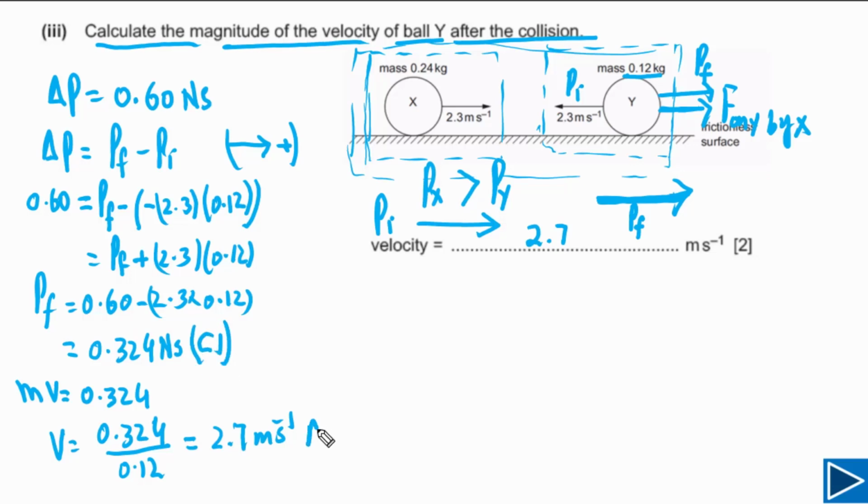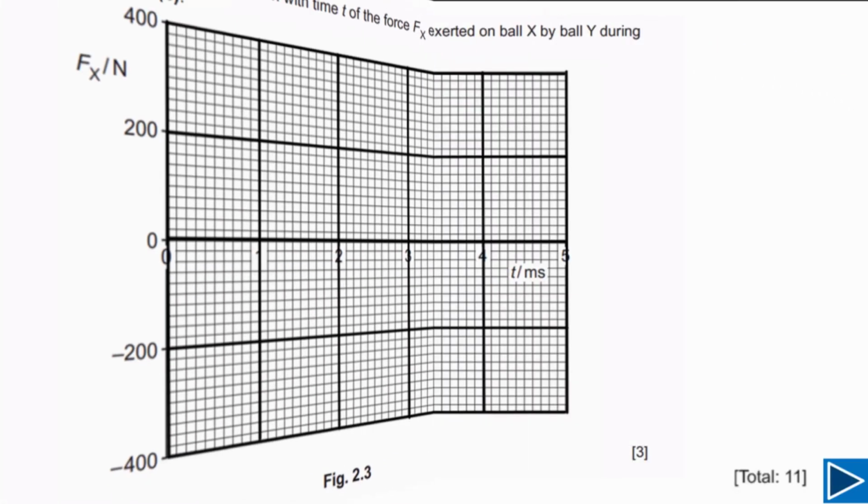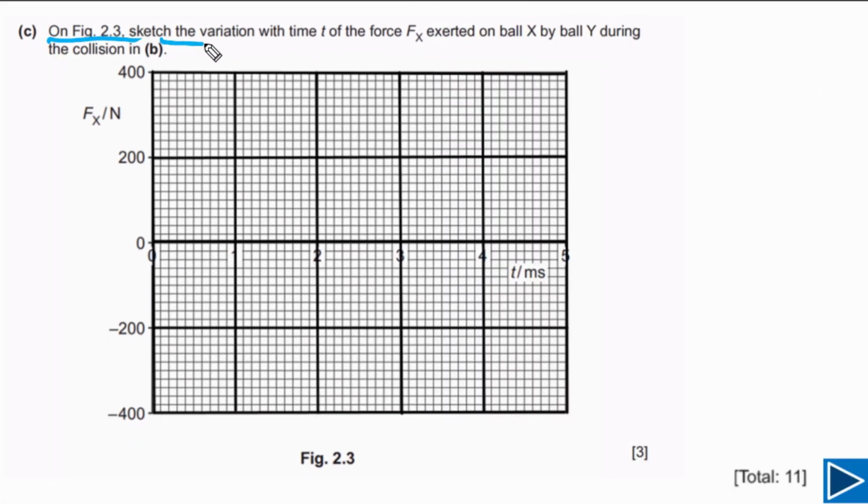And if you got the right value of the velocity, you will get the second mark. For part C, on figure 2.3, we need to sketch the variation with time t of the force Fx exerted on ball X by ball Y during the collision in part B.